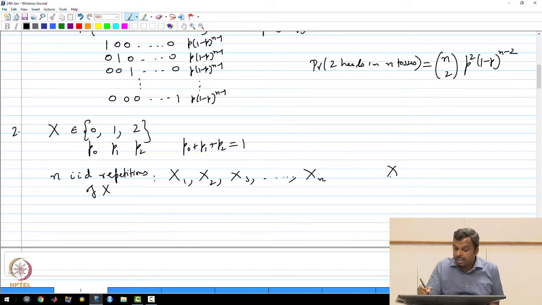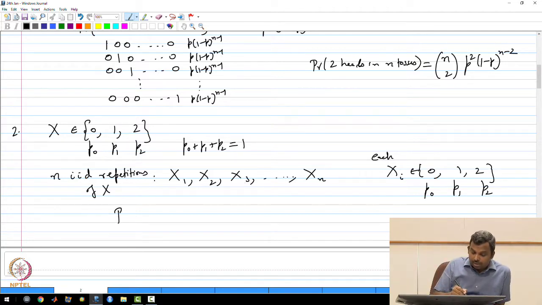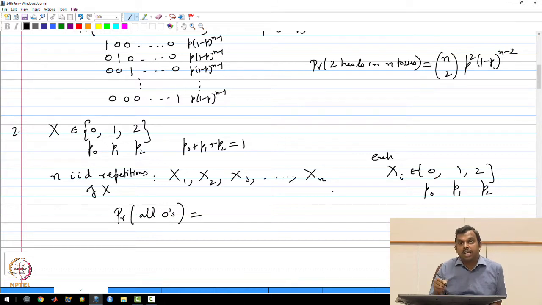So what does that mean? Each xi takes 3 possible values, 0, 1, 2, value 0 with probability p0, value 1 with probability p1, value 2 with probability p2. Remember again, these are all IID repetitions of this random variable. So each random variable here takes 3 values, and that can happen n times. Now again you can ask such questions. What is the probability that you have all zeros? So all of them are zeros. Once again, you can multiply all of these together, you will get this very simple answer, p0 power n.